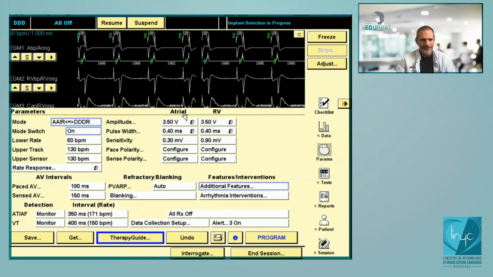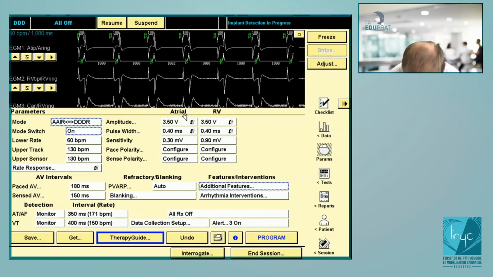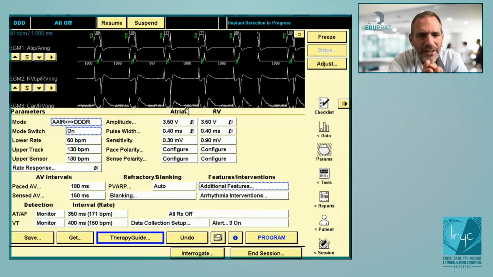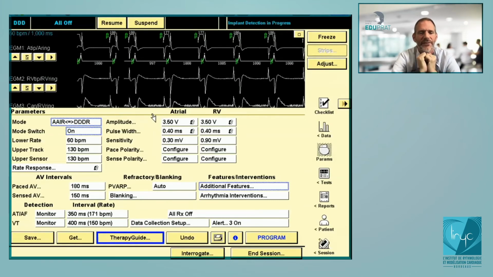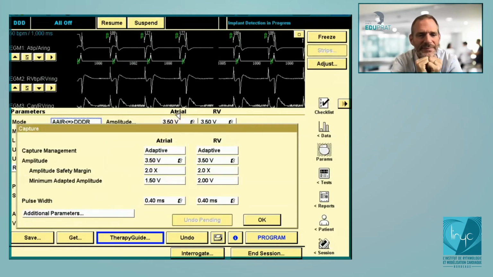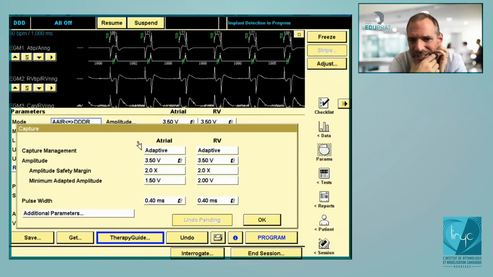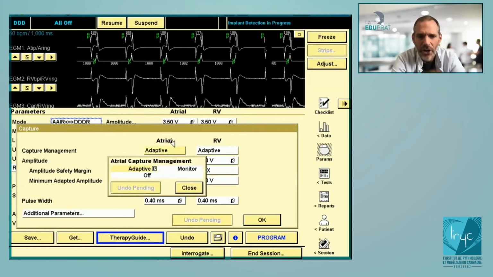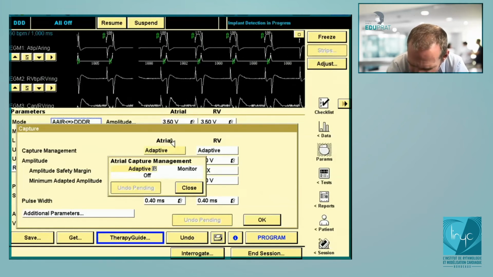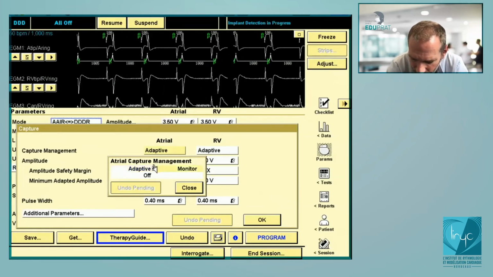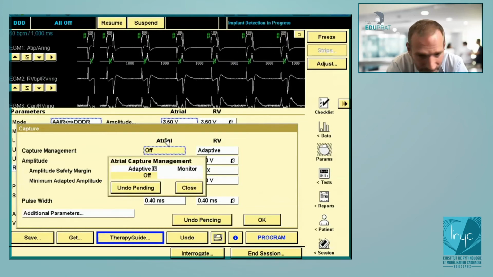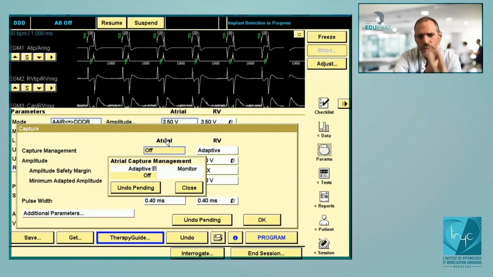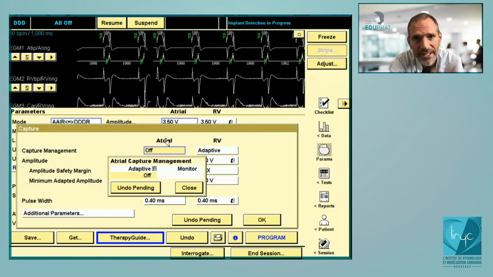Yes. So now we will discuss the other parameters. You see here the amplitude, so that's the nominal value at the implantation. If you click on it, you see here that nominally now it's adaptive. If you click on adaptive, there are three options. It can be off. If you program it off, it means that the device will not measure the thresholds at all, automatically. Okay, so you will not add the value on the curves, and I think that's not a good idea. The two options that you have, I think, are monitor and adaptive.